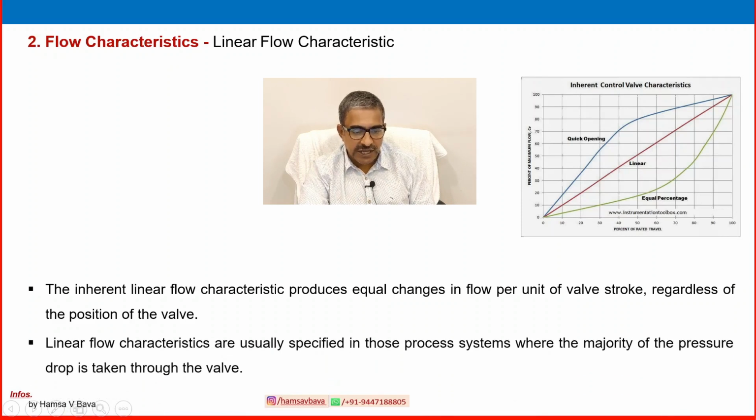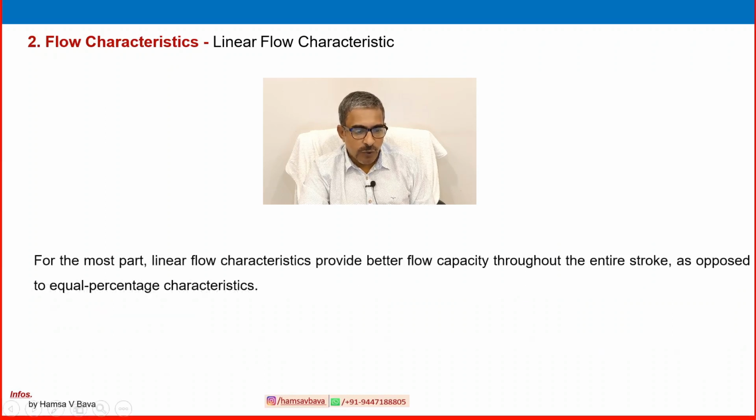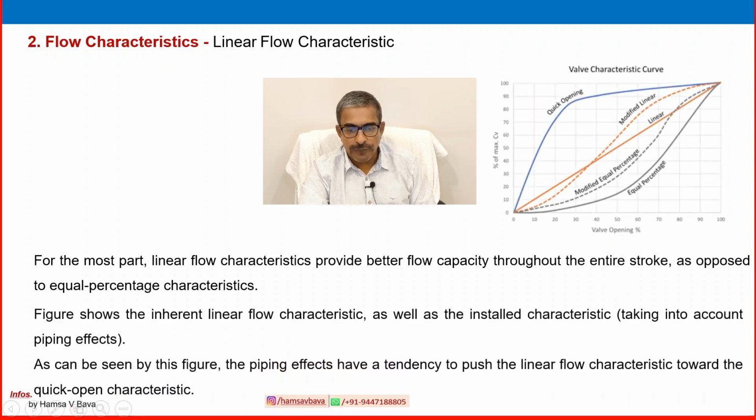Linear flow characteristics are usually specified in those process systems where the majority of the pressure drop is taken through the valve. For the most part, linear flow characteristics provide better flow capacity throughout the entire stroke as opposed to equal percentage. So a better flow capacity can be provided in linear flow.